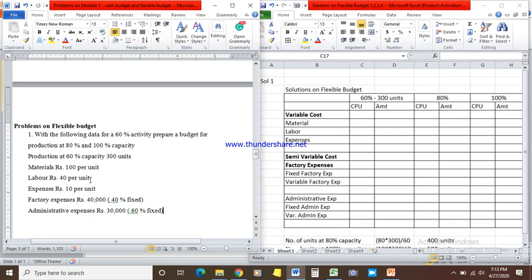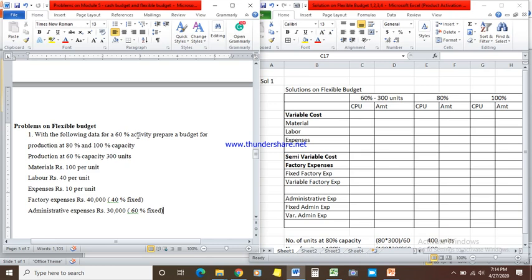what will be the cost structure. If you understand here, material is rupees 100 per unit, labor 40 rupees per unit, expenses 10 rupees per unit, factory expenses rupees 40,000. Out of this 40% is fixed, 60% is variable. Administrative expenses 30,000, in which 60% is fixed and 40% is variable. Now with the help of this information, we need to prepare a budget for 80% and 100% capacity.